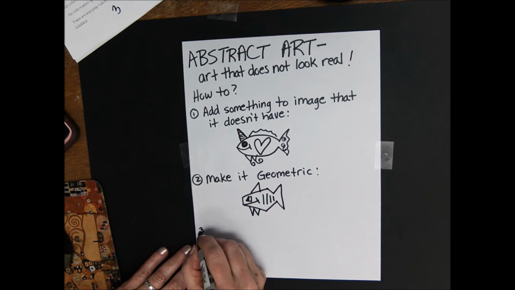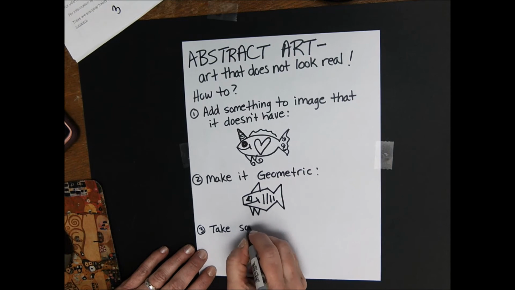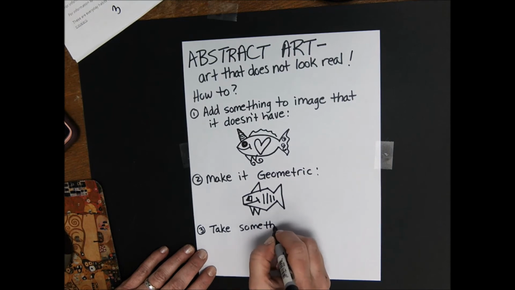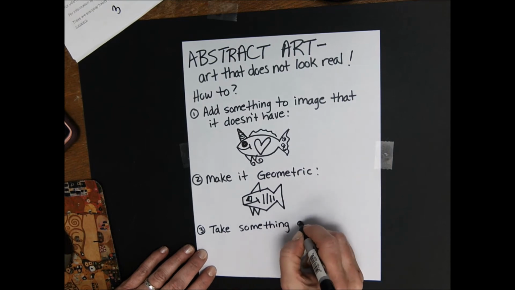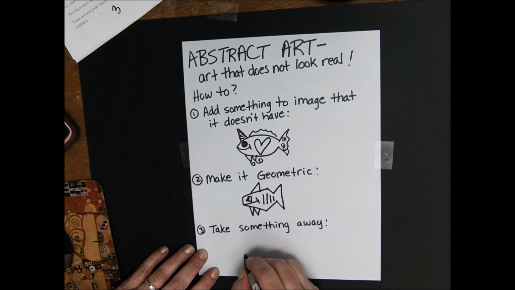And the last way I'm going to show you how to abstract something is that you can take away something from the original image. This is probably the easiest one because you do the least amount of drawing. So this time I'm just going to make a very simple little fish. I'm not going to add all the little bells and whistles that you normally see on a fish. I'm just going to add a few small things and it is done.